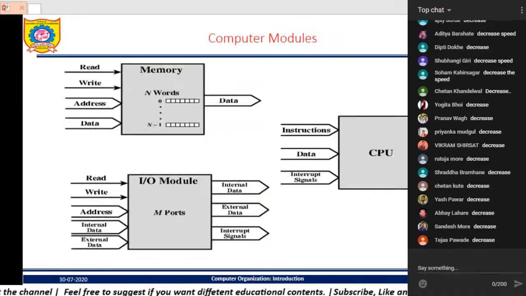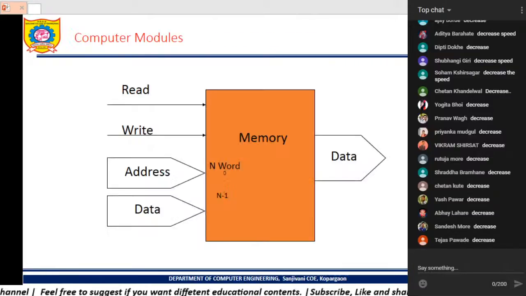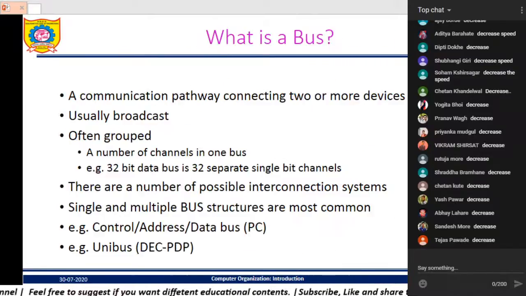So to do these things, all these components, all these modules are connected to each other using a bus. So what is a bus? A communication pathway connecting two or more devices, which we have seen yesterday. Usually broadcasted. What is broadcasting?